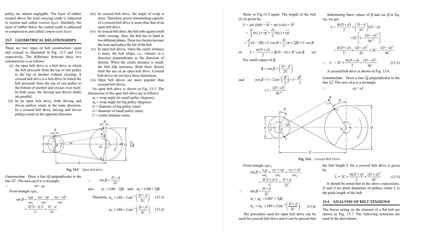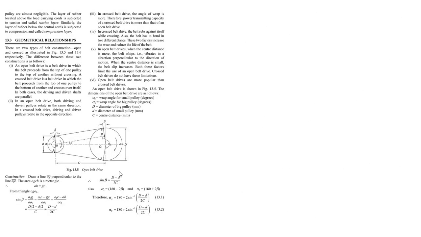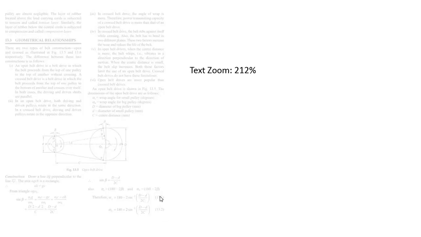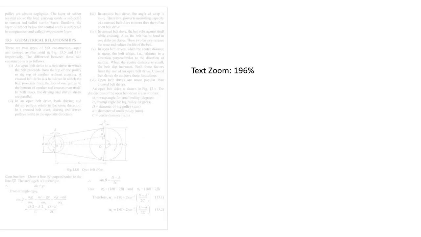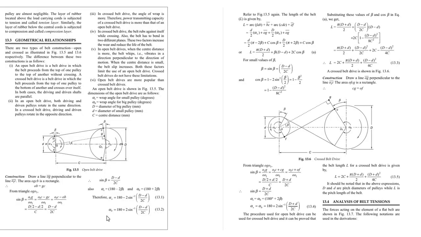First, we will see the open belt drive system, in which two pulleys are used. One is the smaller pulley and the other is the bigger pulley. Let's see the open belt drive system. Here is the smaller pulley and here is the bigger pulley.